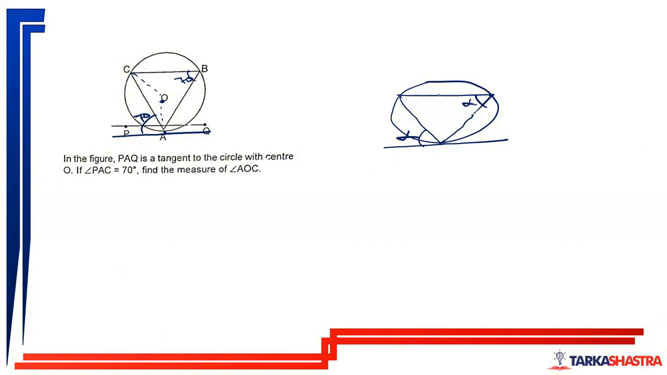Okay. Now PAQ is tangent to the circle with center O. If this angle is 70, this angle is also 70. And then if this is the angle made by arc AC, the central angle of that arc will be 140, because the central angle is always twice the angle made by any arc on the remaining part of the circle. By this logic, angle AOC will be 140. Okay, very easy.